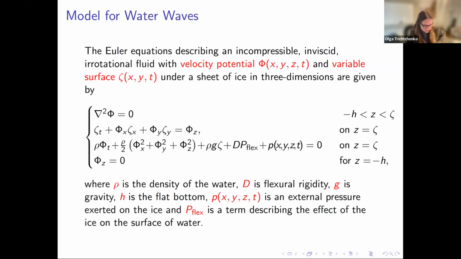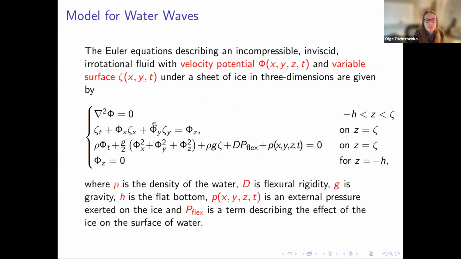And so what we're going to do is we're going to use Euler equations, which describe an incompressible, inviscid, irrotational fluid. But the main thing to remember is we're going to work with this potential formulation where the velocity potential is going to be given by phi. And we're going to have a variable surface, which is given by zeta. And so it's going to be under a sheet of ice. And we're going to be looking at 3-dimensional solutions.